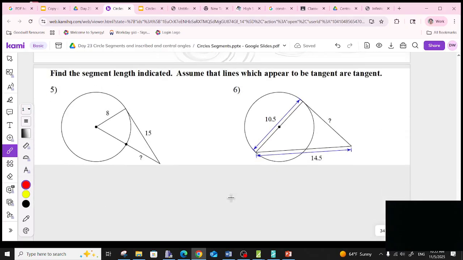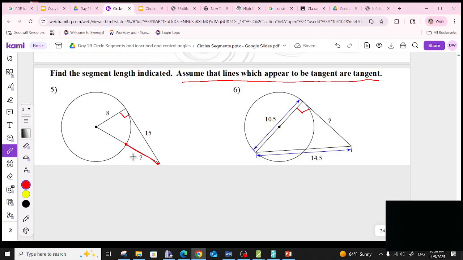Okay, so over here, it says that we're going to assume lines that are tangent are tangent. Lines that are tangent make right angles. So this would be a right angle. This would be a right angle. Now, when it has the question mark here, it's looking for this piece. If it wanted the whole thing, it'd be more in the center.